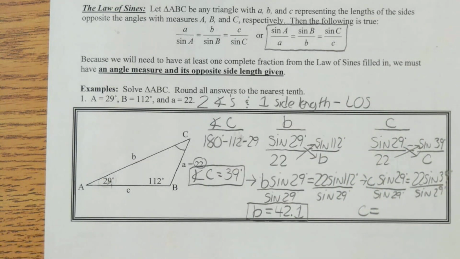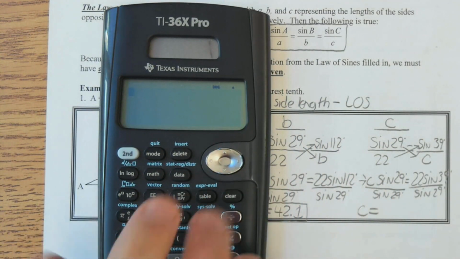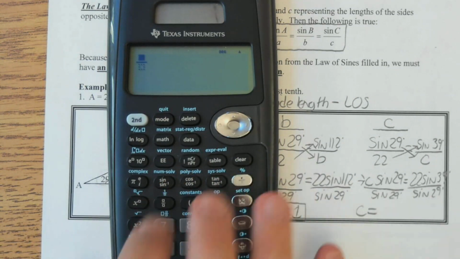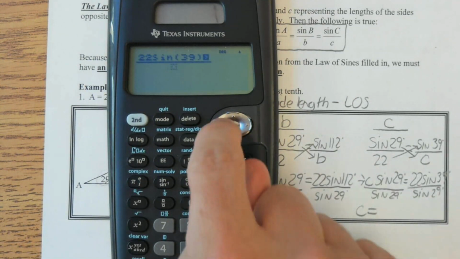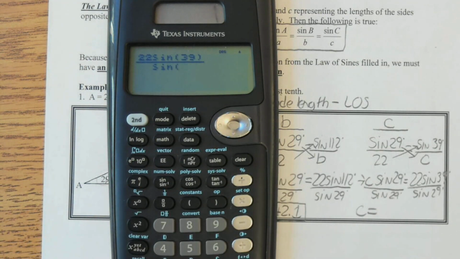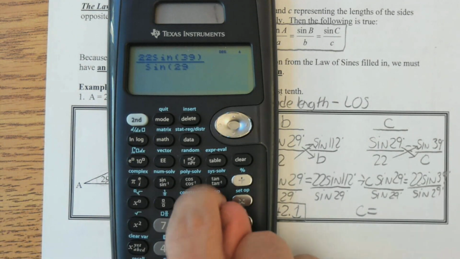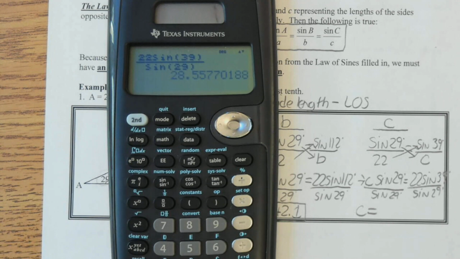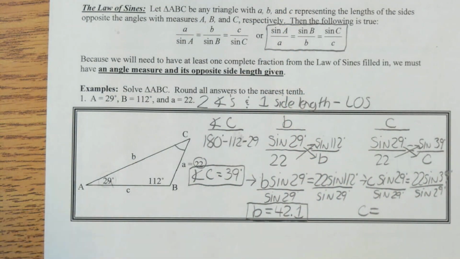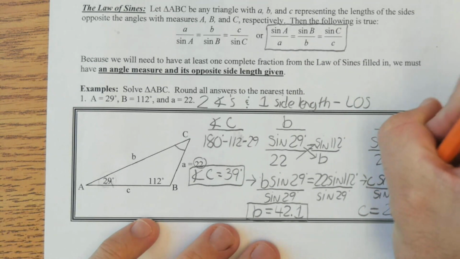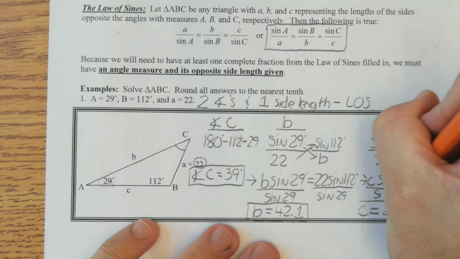And so again, I'm going to plug that into my calculator here. So clear this, fraction button, 22 sine 39, close parentheses, all over sine of 29. Hit enter. And there you go. So when we round, we're going to end up getting 28.6.